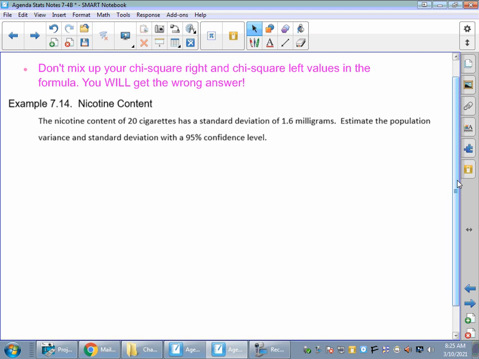Notice the wording's a little bit different. We're estimating the population variance and standard deviation. We're making an interval in which it could be contained.